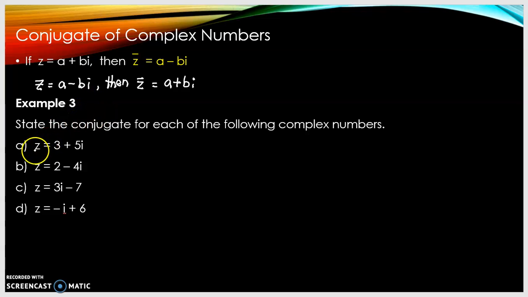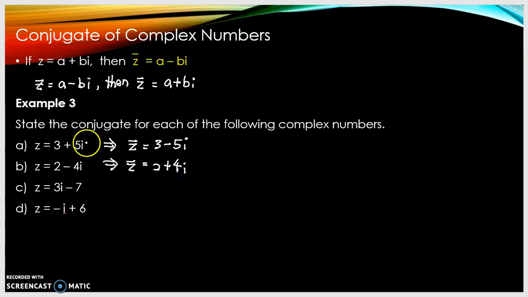Example 3, A. State the conjugate for each of the following complex numbers. So if z is equal to 3 plus 5i, from here, the conjugate of z is equal to 3 minus 5i. Now we move on to question B. If z is equal to 2 minus 4i, then the conjugate of z is 2 plus 4i.